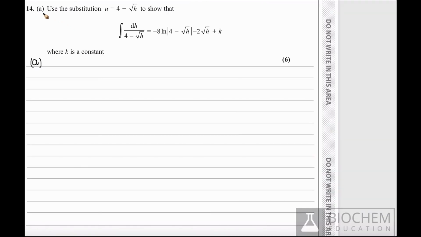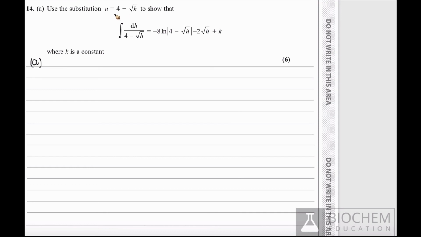Question 14, part A. Use the substitution u is equal to 4 minus square root h to show that the integral of 1 over 4 minus square root h with respect to dh is equal to negative 8 ln 4 minus square root h minus 2 square root h plus k, where k is a constant. So this is an integration by substitution equation, where we will use this substitution in order to integrate this equation and show our final answer to be this.